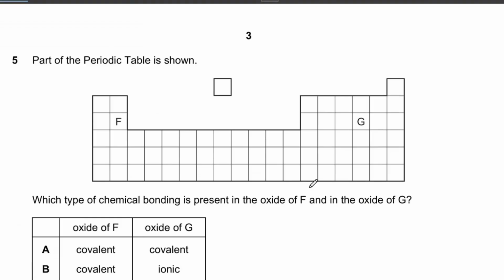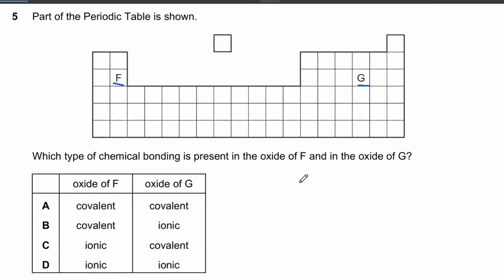Question 5. Part of the periodic table is shown. Which type of chemical bonding is present in the oxide of F and in the oxide of G? If you look at F and G, F is in group 2, while G is in group 6. So this is a metal and a non-metal. Oxygen is a non-metal, so the oxide of F is a compound of metal and non-metal, which is ionic bonding. So our answer is between C and D.